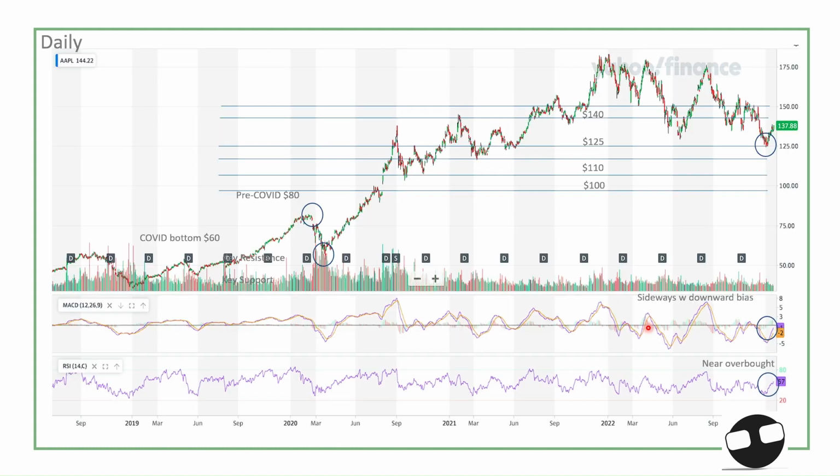So for Apple's technical analysis, we have here the daily chart. We're looking at its closing price at 137, which is currently trading above this key support of 125, and then just right below the key resistance of 140. Now the pre-COVID is around 80, and the COVID bottom is around 60, so it's quite far.